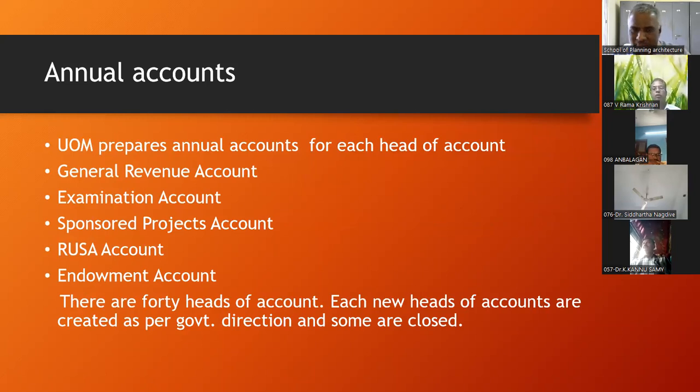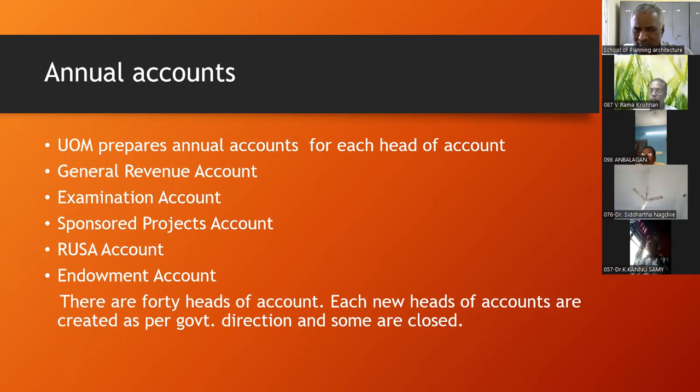Universities are following the fund system of accounting. Fund system accounting means the fund is the base for maintenance of accounts. We have different accounts. Suppose you take the University of Mysore accounts: general revenue account, examination account, sponsored project account, RUSA account, endowment account, like this. How many accounts can you open? For each fund, there's a separate savings bank account. Some universities will maintain a current account. A current account is for business people, not for universities. We usually use the savings account for maintenance of our accounts.